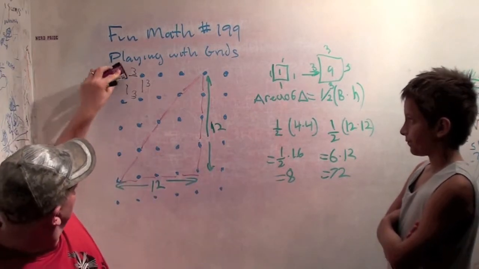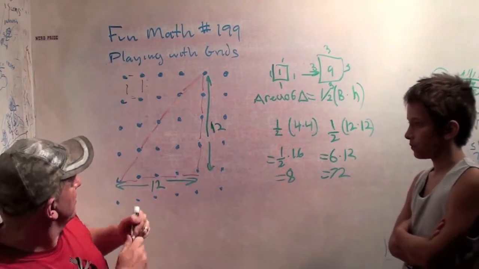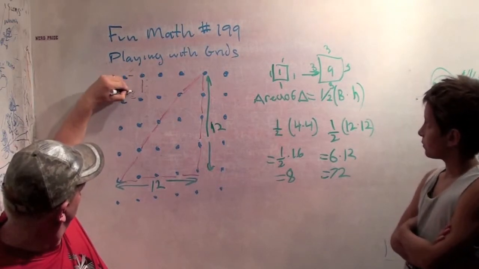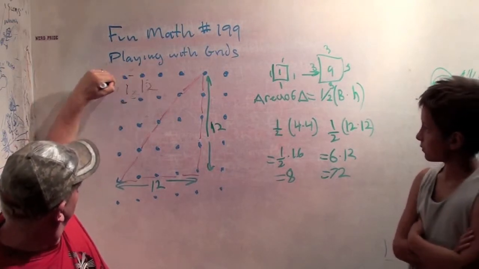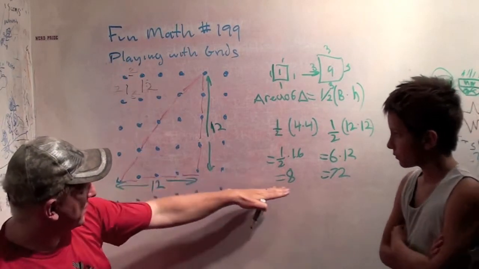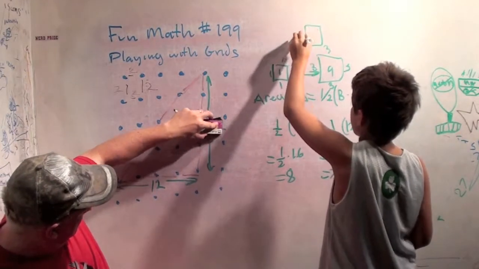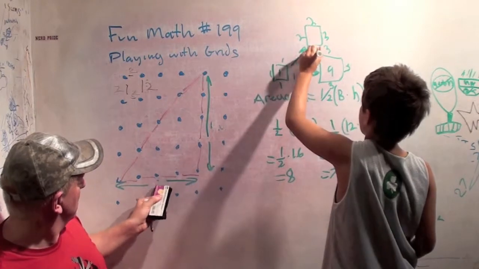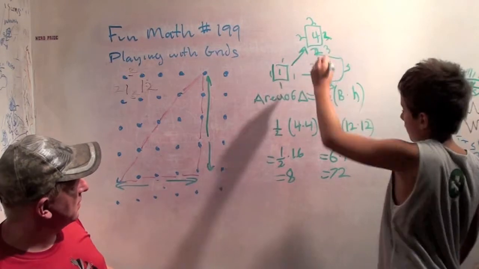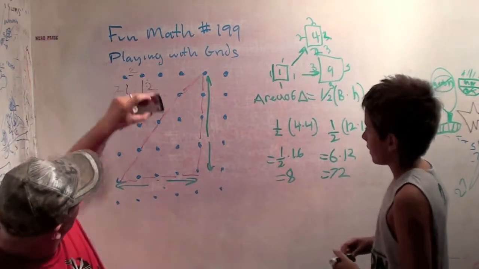So now, if I make the grid lines 2 by 2, 2, 2, 2, 2. Without doing any work now, what's the area of our triangle when the grid lines are 2? Well, it's 2, 2, 2, 2, so the area of each box is 4. Okay, so what's the area of our triangle? It's 8 times 4, which is 32.